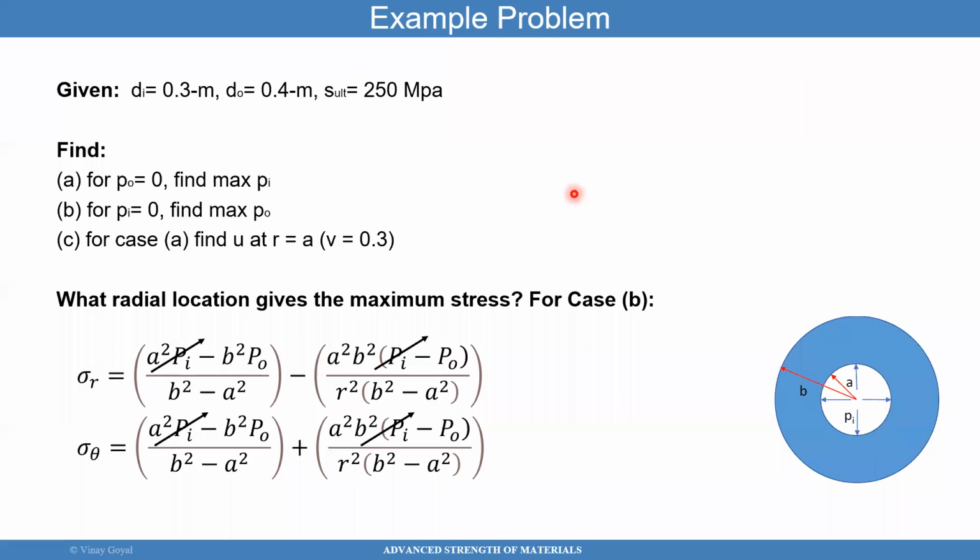The next question is case B. Case B says that the pressure inside is 0, but the external pressure is p naught, to find that external pressure. The previous question was, what is the internal pressure if the external pressure is 0? But this question is, what is the external pressure if the internal pressure is 0? So that's easy. All the pi's go away, 0, 0, 0. And I want to figure out where the worst case is.